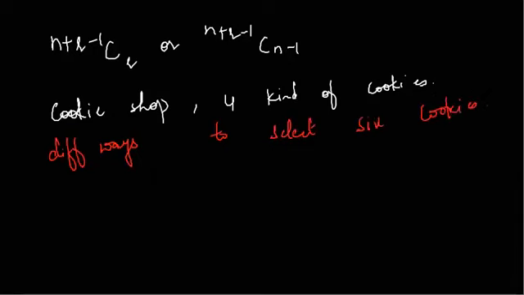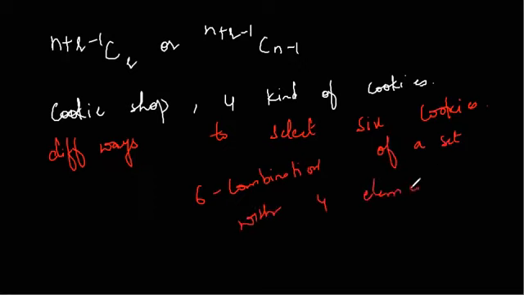In this case, the number of ways to choose 6 cookies is the 6-combination, so we want the 6-combination of a set with how many elements? We have 4 elements in the set. Over here you have to understand that this is very important: the 6 is the value of r, while 4 is the value of n.